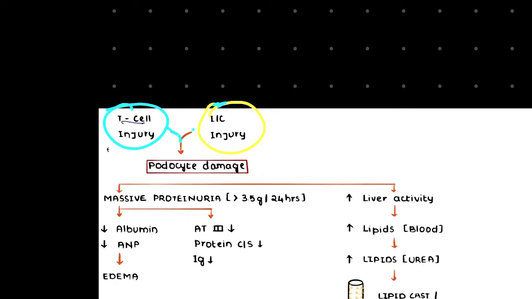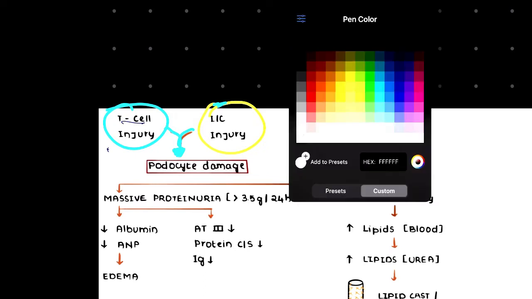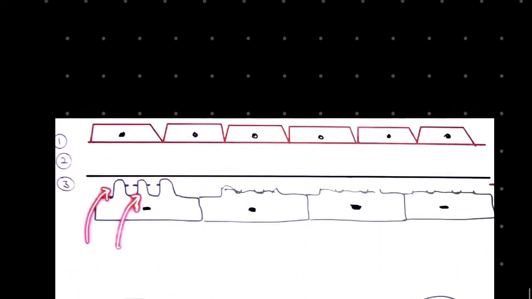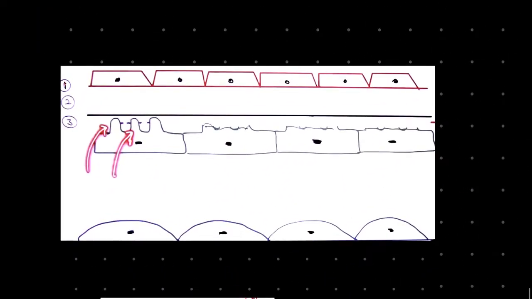Now both of these will release cytokines. As they release cytokines, they will provide damage at the level of the visceral epithelial cells. What do visceral epithelial cells contain? They contain podocytes. So the cytokines will cause damage of podocyte cells. As you remember, this first one is our endothelial cells.